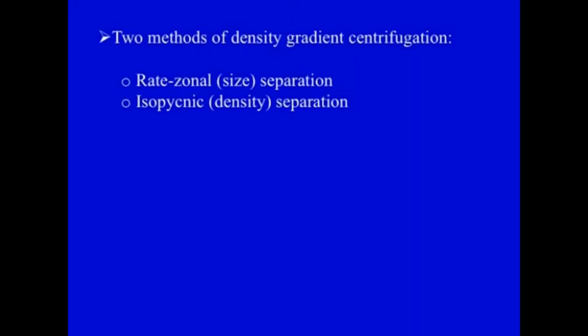All right. So, what are the two methods which we were discussing in density gradient centrifugation? One is called rate zonal separation. This is based on the size of a particular analyte, and the second method is isopycnic or isodensity separation. Both of these methods are used for quantitative separation of components, determination of buoyant densities, and also for estimation of sedimentation coefficients. All right. So, let us start with the first one, rate zonal separation.